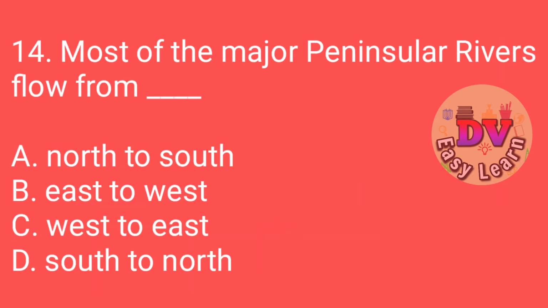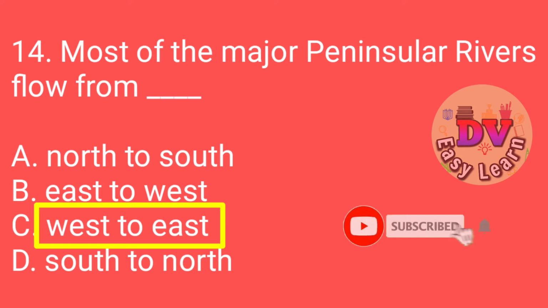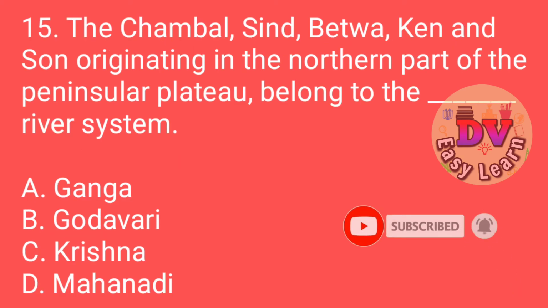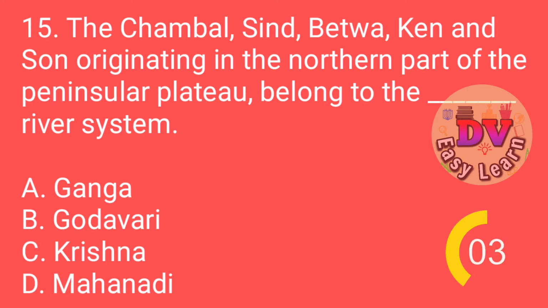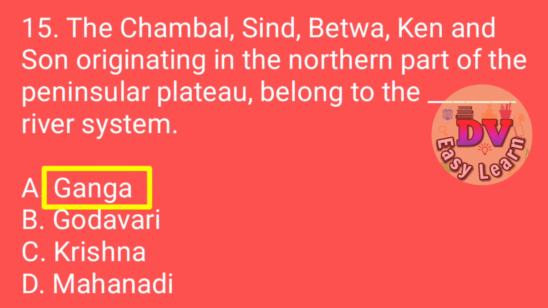Question number 14. Most of the major peninsular rivers flow from dash. Correct answer: west to east. Question number 15. The Chambal, Sindh, Betwa, Ken and Son originating in the northern part of the peninsular plateau belong to the dash river system. Correct answer: Ganga.